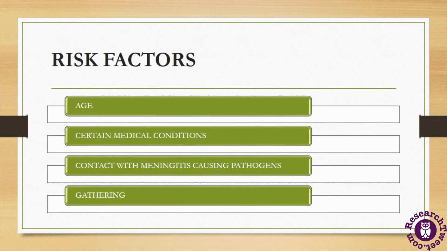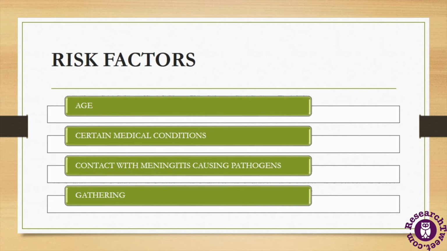Now let's understand the risk factors for bacterial meningitis. It can occur in any age group, in adults, children or older people. But according to the data, babies or infants are at increased risk for bacterial meningitis as compared to people of other age groups. Another risk factor is certain medical conditions. Some medications or surgical procedures put people at increased risk for meningitis.